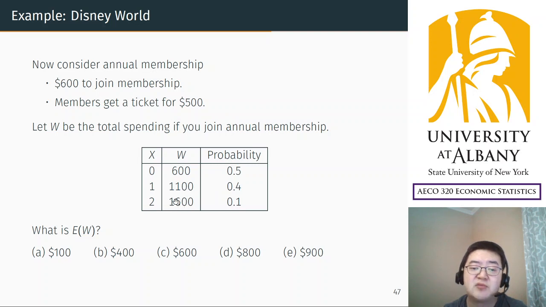So I have these numbers. $600 is everywhere. And if I go once, I pay $500 in addition. And if I go twice, then I pay $500 twice, in addition to the membership fee. Then, given these numbers, what is the expected value of this new random variable? This new random variable is defined as the total spending if you use this membership. If you join this membership, then what is the expected spending?